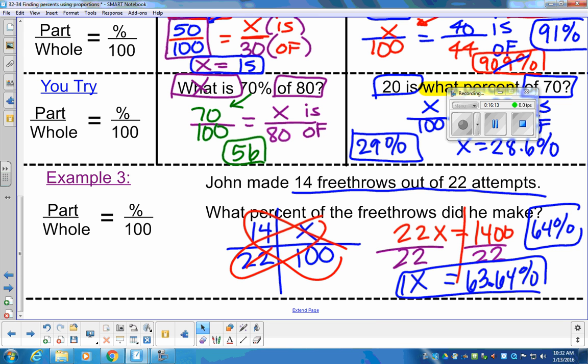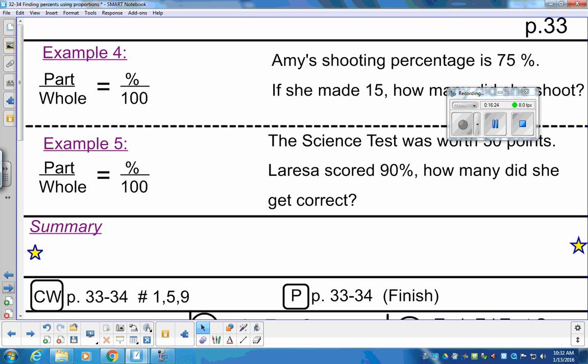free throw shooter. Those of you that play basketball would have an understanding of your free throw percentage. Here's a great example of how that relates. So about a 64% free throw shooter. Okay, on the top of page 23, meet me there. We're almost done, guys. Two more examples in this. Everybody should be on top of page 23.